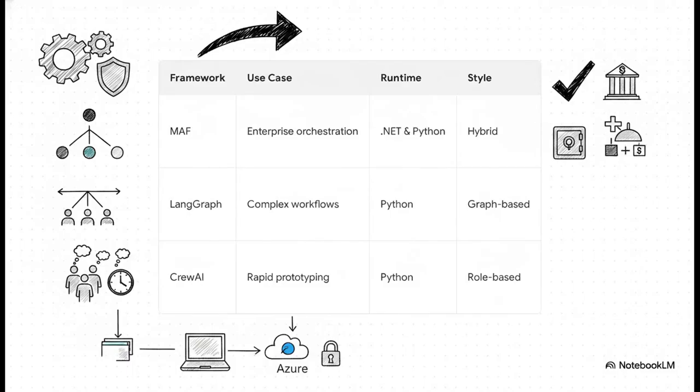When we map MAF against alternative frameworks in this table, you can see exactly where it shines. Alternatives like LangGraph are great for complex directed graph workflows, and CrewAI is fantastic for rapid prototyping with role-based delegation, but MAF clearly stands out for regulated environments like finance, healthcare, or government. With its hybrid orchestration, identical .NET and Python parity, and that deep Azure integration, it provides the embedded compliance and auditability features that enterprise deployments absolutely demand.